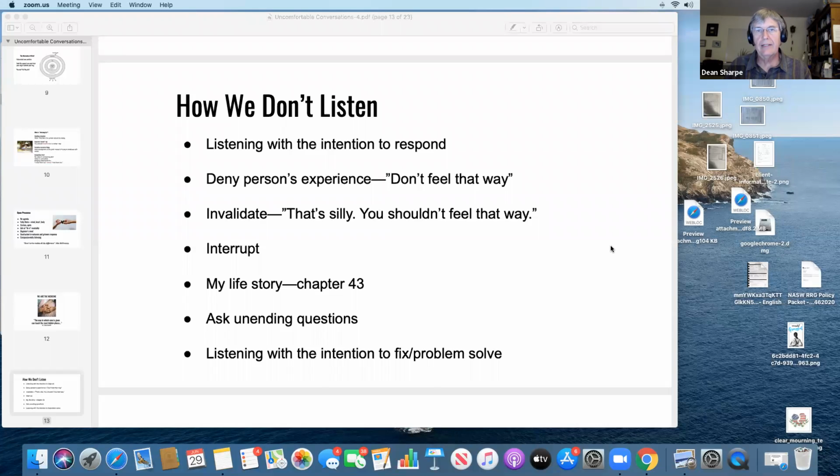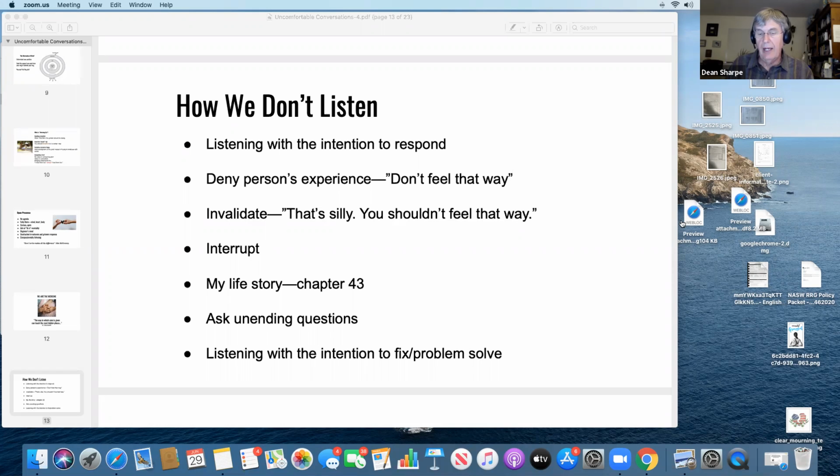Denying or invalidating a person's experience, and I think that Sarah did a great job of talking about how easy it is for us, because of our own discomfort with what's going on, to simply say, oh, don't feel that way, or you shouldn't be this sad this long after what happened, or whatever, is to not fully receive and not be fully present with another.